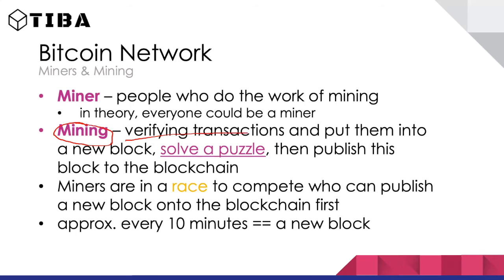You first verify transactions and then put them into a new block. And then, an interesting thing, you solve a puzzle, which we'll get into in a bit, and then you publish this block to the blockchain. That's how new blocks are created. One thing to note is that miners are in a race to compete over who can publish a new block onto the blockchain first. For Bitcoin, about every 10 minutes you can see a new block created. So every 10 minutes, the miner will gather all the transactions, put them into a block, solve a puzzle, and then publish it.